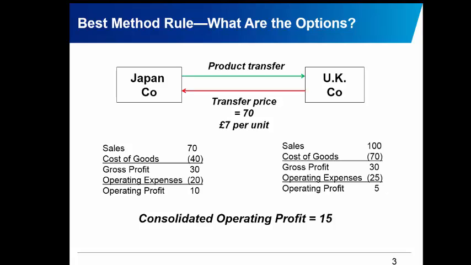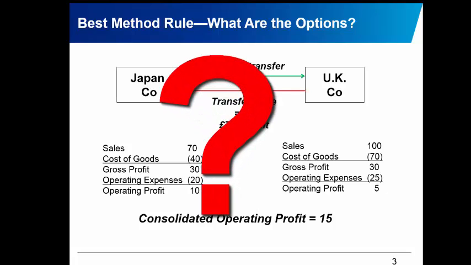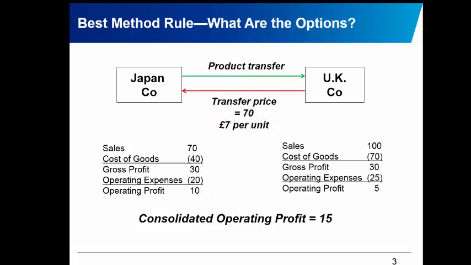The UK distributor will be able to sell on the market the products it acquired from the Japanese company at 100. Then they both have operating expenses, 20 for Japan Co, 25 for UK Co, leading to different operating profits, 10 for Japan Co, 5 for UK Co, meaning that for this group of 2 companies, we have a consolidated profit of 15. Why do we go into such detail on the profit and loss accounts? Because this will be the basis for the decision on whether to go for one method or the other.